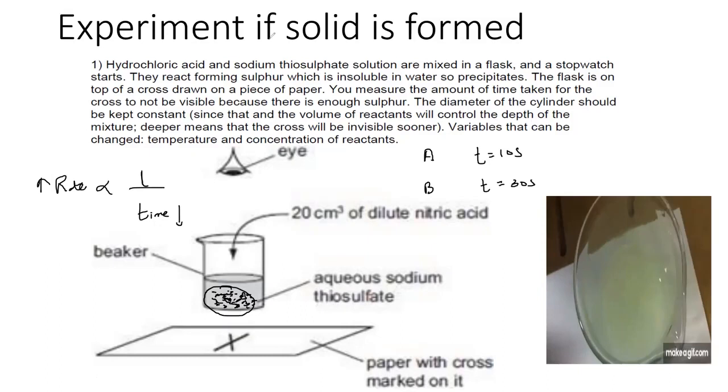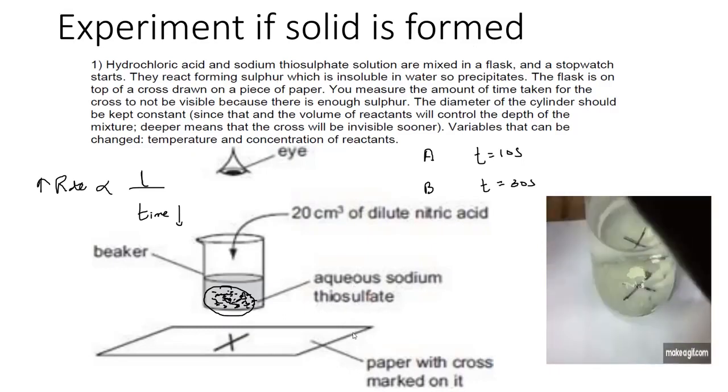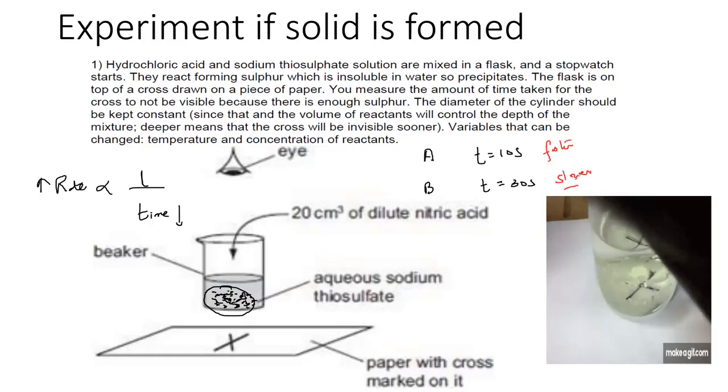In the first reaction A, the cross disappeared in 10 seconds. Because the cross takes the shortest time to disappear, this reaction is faster and the other one is comparatively slower. So using this technique, we can identify the rate or the speed of the reaction. This is only valid when a solid is formed or the solution turns cloudy.